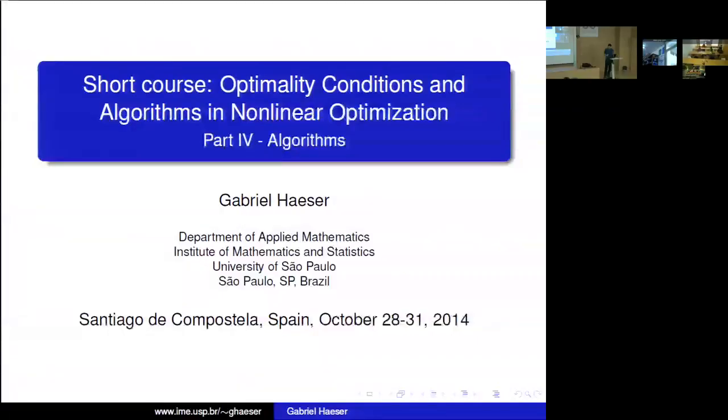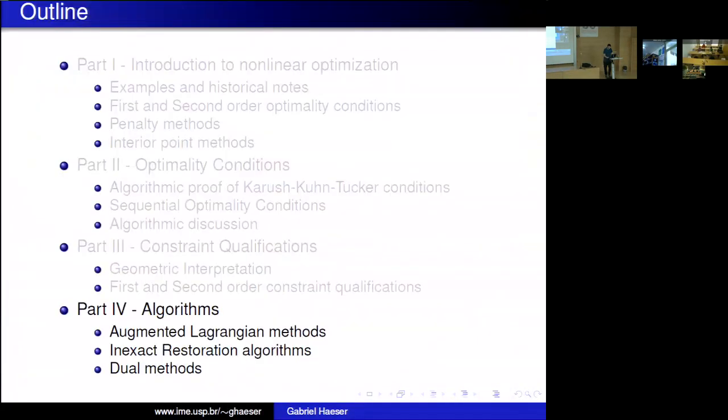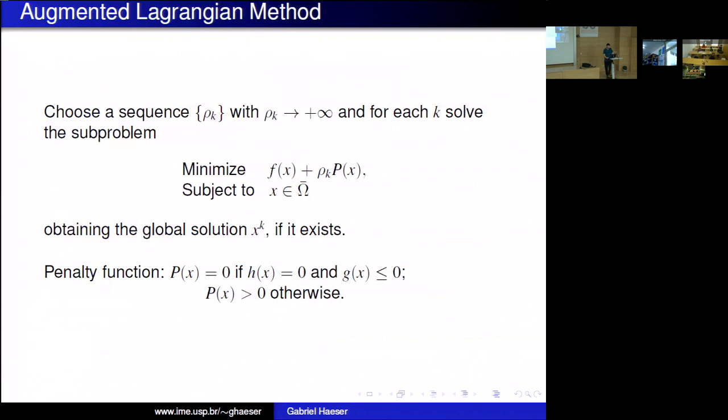The last part of this series of lectures, and today we'll talk about algorithms. We'll talk about augmented Lagrangian methods in the first part, and in the second part we'll talk about inexact restoration methods. We won't have time to cover duality, but there is some information in the slides here. You can check that later.